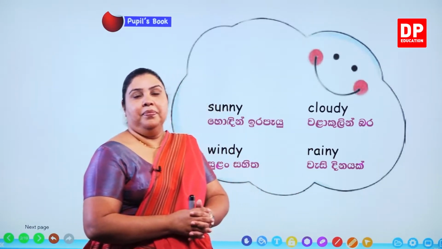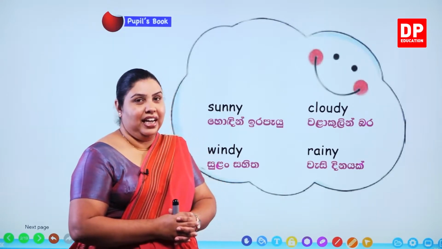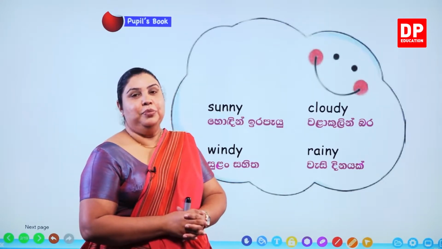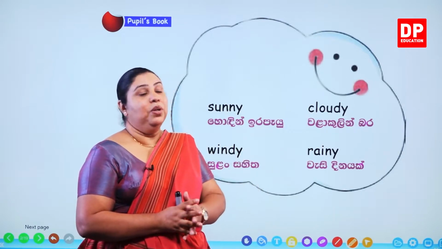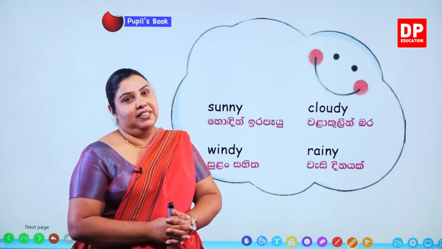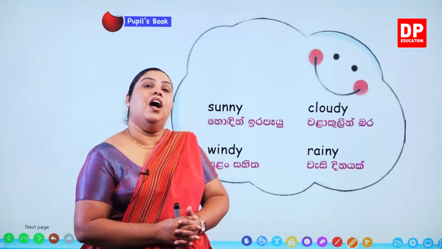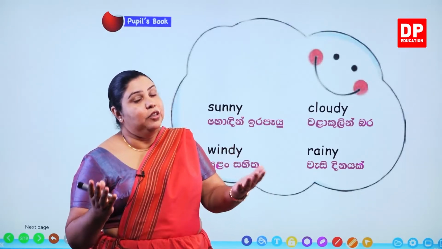Cloudy. Cloud කියලා කියන්නේ? Cloud කියලා කියන්නේ වලාකුළු වලට. නේද පුතේ? එතකොට cloudy කියන්නේ මොකද්ද? වලාකුළු වලින් බර වෙලා තියෙන අහසක් තියෙන දවසකට අපි කියනවා it's a cloudy day. It's a cloudy day. And after that it might rain.